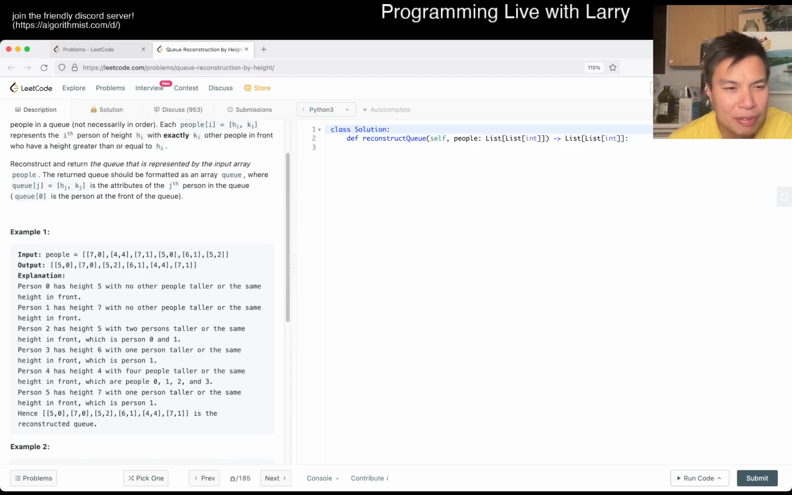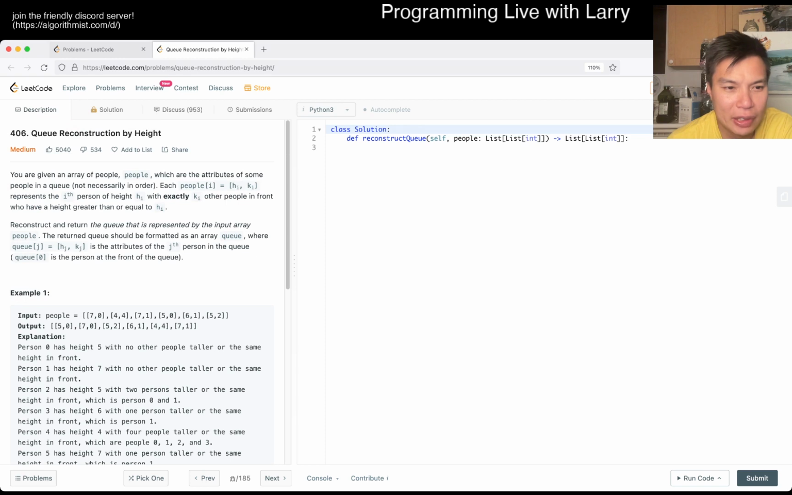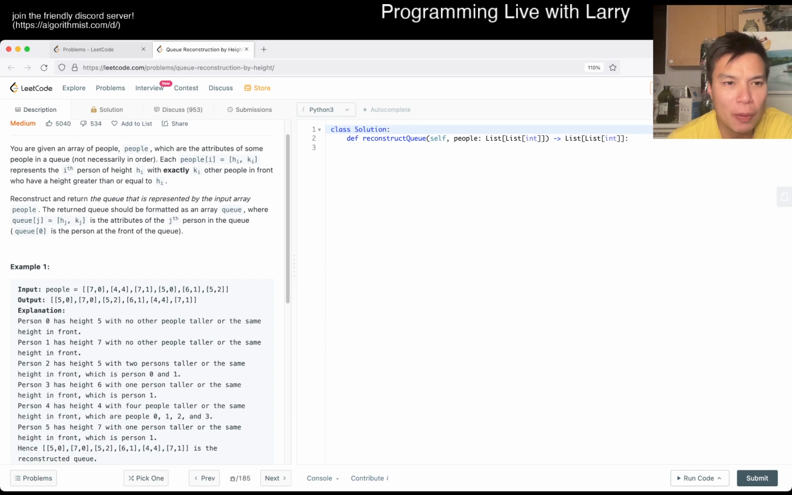How do I phrase it in a way that we can get the answer, right? I think we want to sort by k sub i, maybe at the very least, because that means that, for example, 7 with 0 people... let's actually move this here.